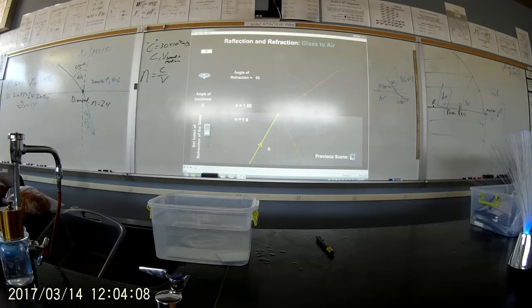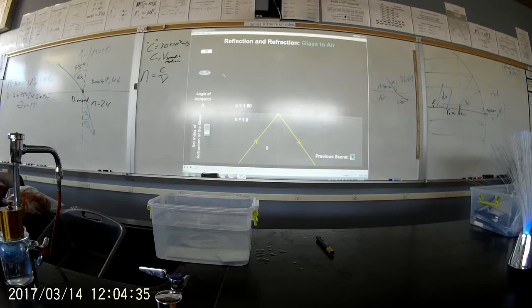Watch what happens when I increase my angle of incidence. Eventually, my angle of refraction becomes 90, and total internal reflection occurs. When that occurs, that angle of incidence is renamed the critical angle. When the angle of refraction becomes 90, the angle of incidence is renamed the critical angle.